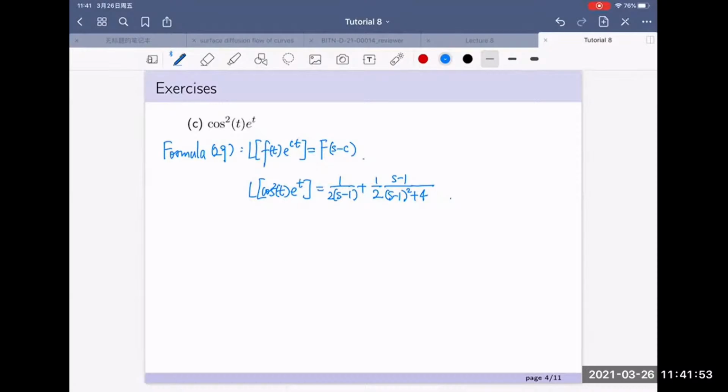Okay. So we learned this property, and this property is actually on the table, so you can find it there. You should know there exists such a property, then you look for this property on the table of Laplace transform.